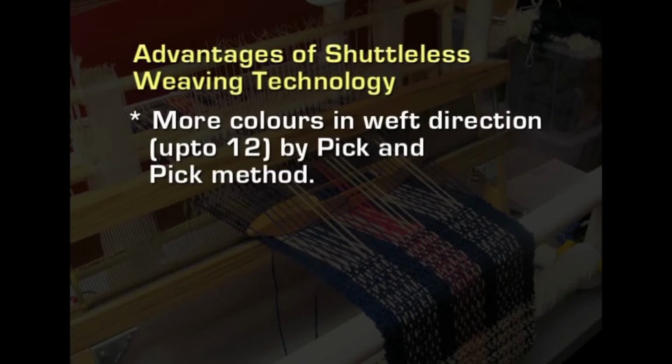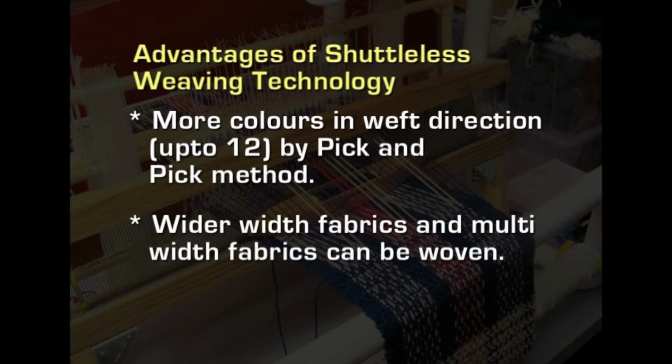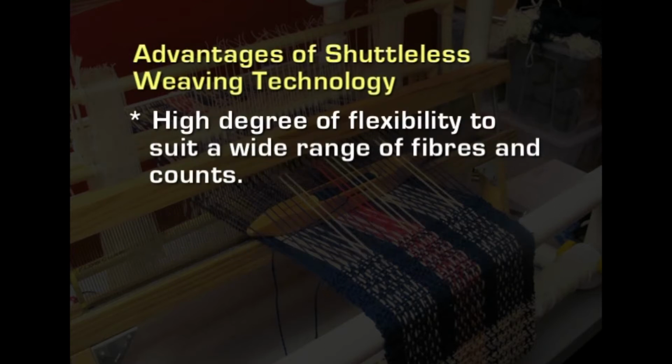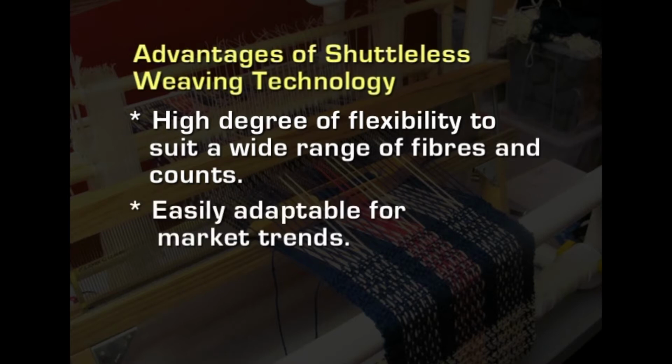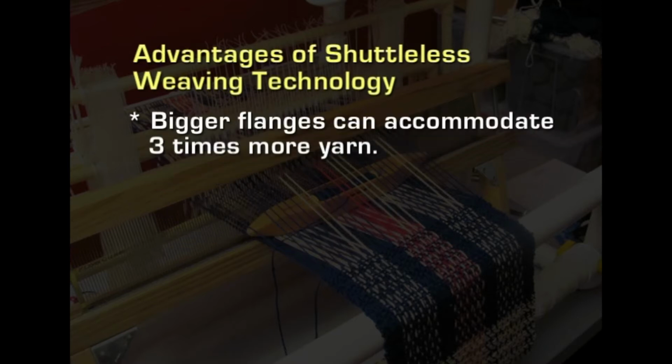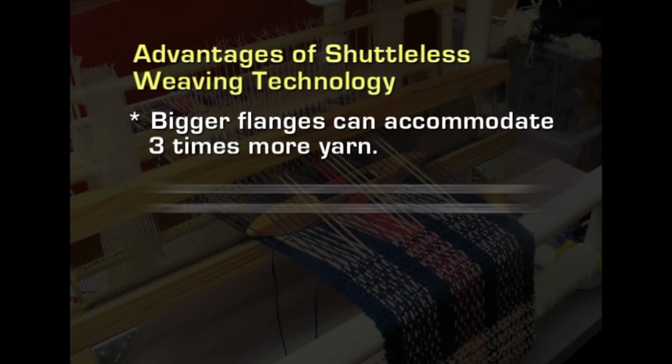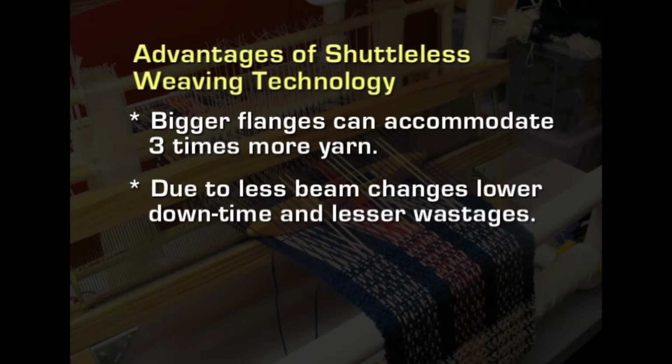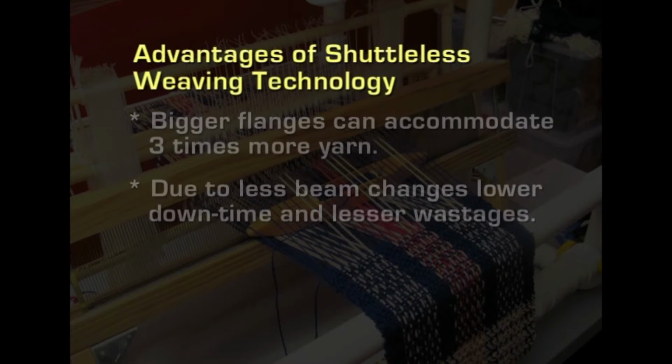More colors can be inserted in the weft direction. In case of the modern looms, up to 12 colors can be inserted in the weft direction. Wider width of fabric. Multi-width fabrics can also be woven. There is high degree of flexibility to suit a wide range of fabrics and counts. It is easily adaptable to all the different market trends. Bigger flanges can accommodate 3 times more yarns. Due to less beam changes, lower downtime and less wastage.